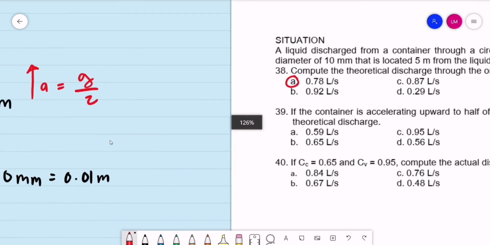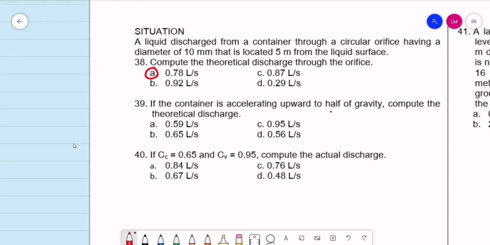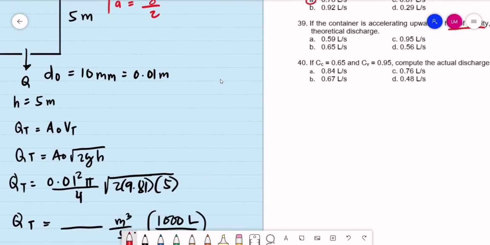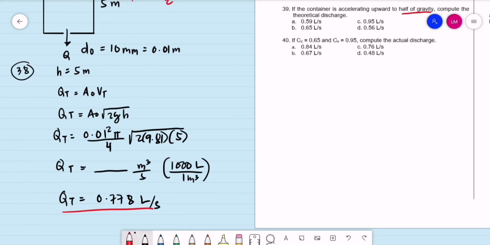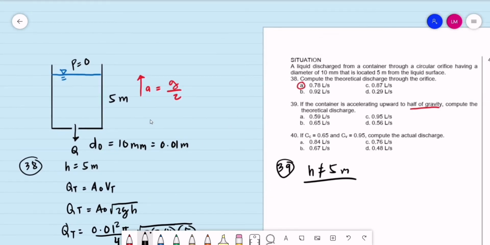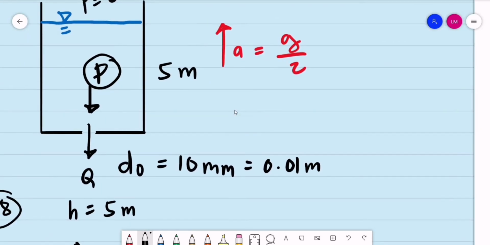Okay? So, based yun na sa problem 39. Ang sabi niya, half of gravity. So, paano natin kukunin yung theoretical discharge? So, sa number 39, hindi natin pwedeng gamitin yung head na equal sa 5 meters. Take note na yung pag-accelerate ng tangke, yung paggalaw niya pataas, may effect yun. Parang mas lalakas yung pressure na magtutulak para lumabas yung liquid. So, basically, ano ba yung reason bakit lumalabas yung liquid dito sa butas sa ilalim? Basically, because of the pressure.